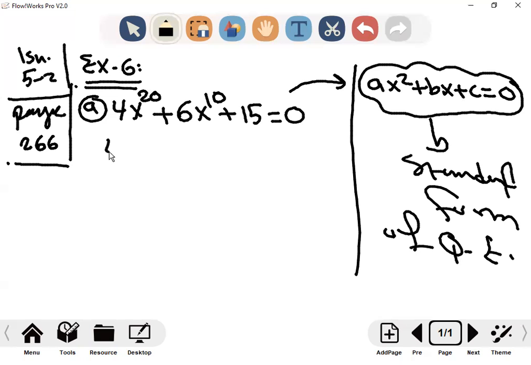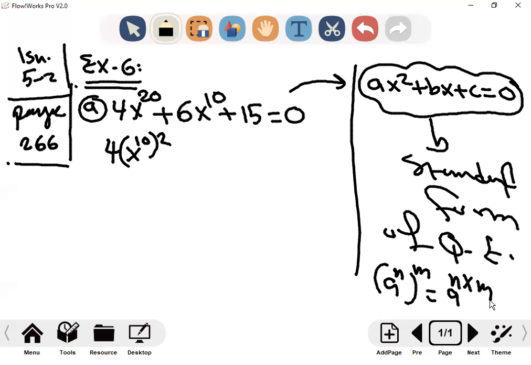Now for x power 20, I can make it x power 10, power 2. So 10 multiplied by 2 gives 20. Don't forget this formula: if you have a to the power n, to the power m, it is a to the power n multiply m. This is different from a to the power n multiplied by a to the power m, which equals a to the power n plus m. Don't mix them up. Don't be confused. If you have two powers, you can multiply them.